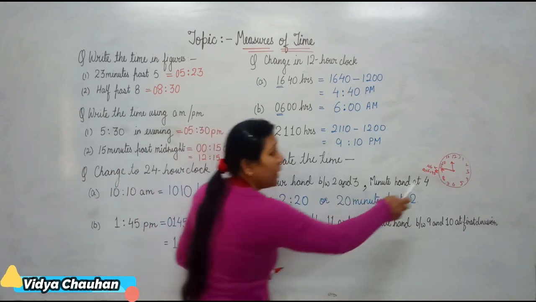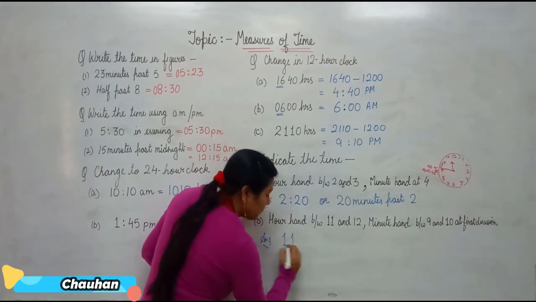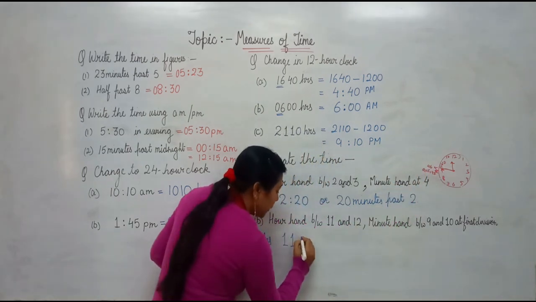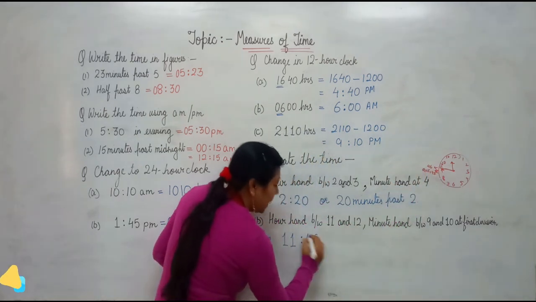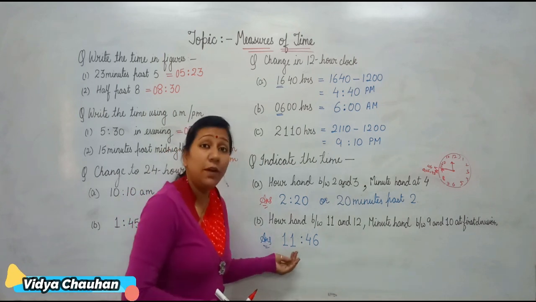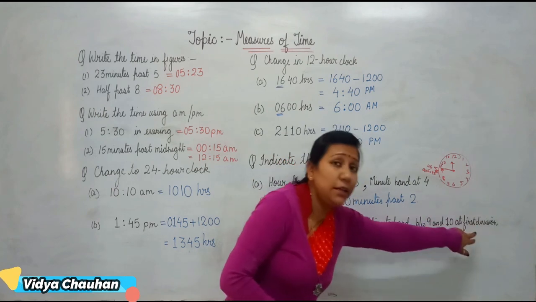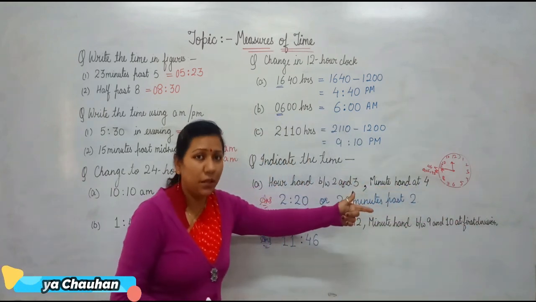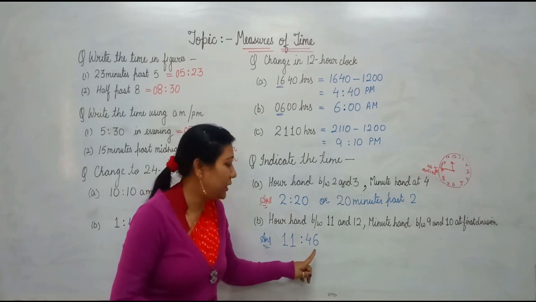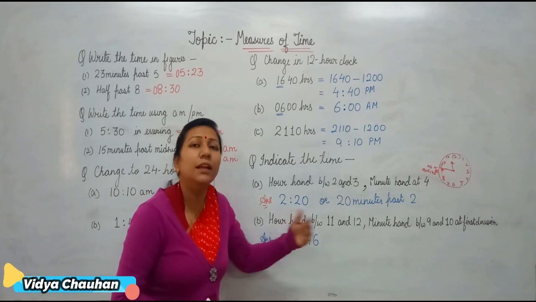So what is your time? Our hour hand is between 11 and 12, so we will count it as 11, and the minute hand is at 46. So it is 11:46. Clear, students? This is your time, 11:46, because your minute hand is between 9 and 10 at the first division. If it was at the second division, then we would write 47. If it is at the third division, then it will become 48. 11:48, 11:49, 11:50, like this.